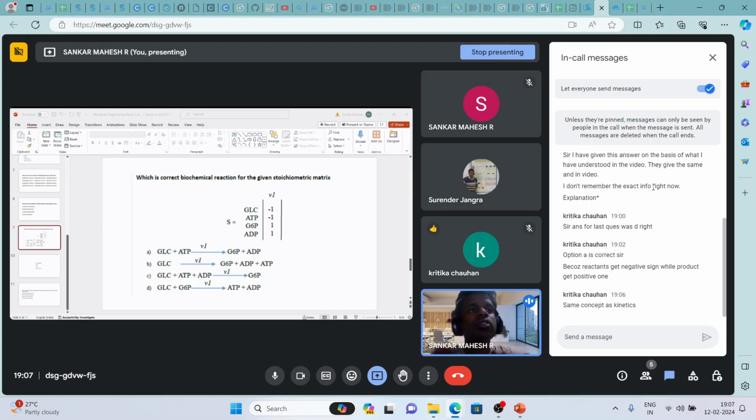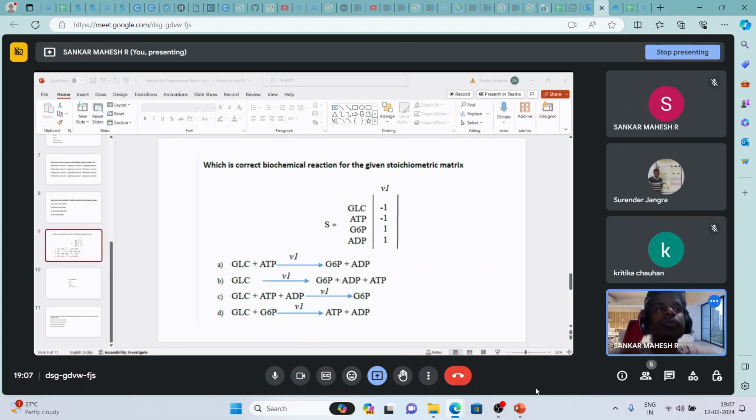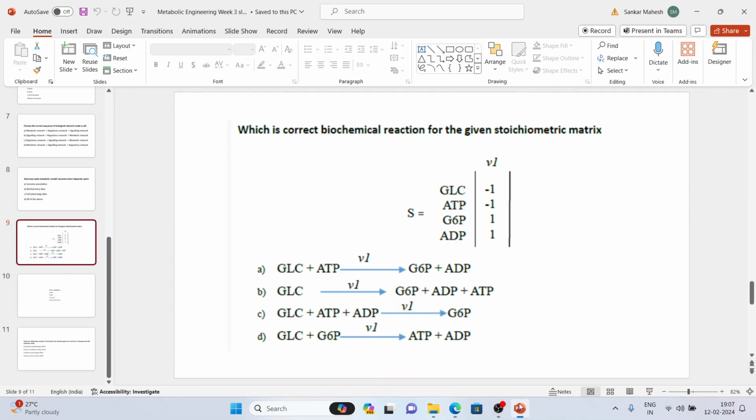It is similar to the concept in kinetics because there also we talk about stoichiometry. True. Surinder, was it clear? Yeah.